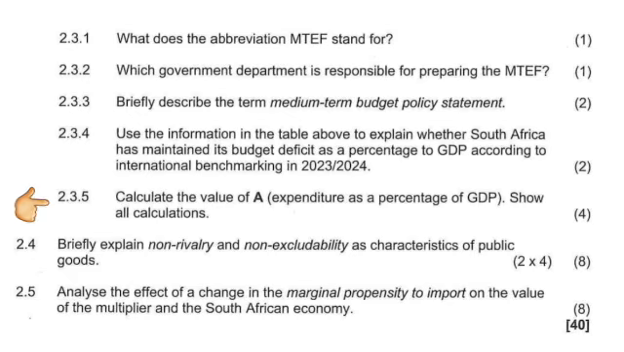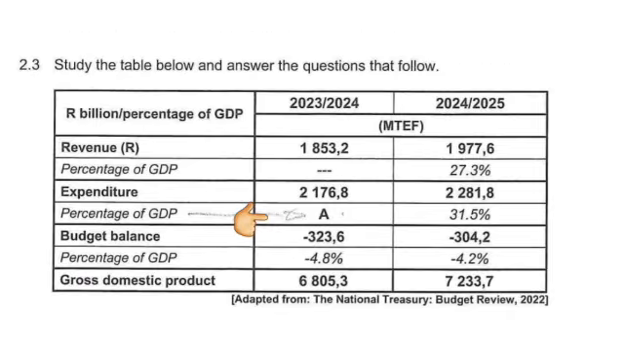Then in 2.3.5, it says calculate the value of A, which is the expenditure as a percentage of GDP for 2023/2024. So you are seeing it there, the percentage of GDP.